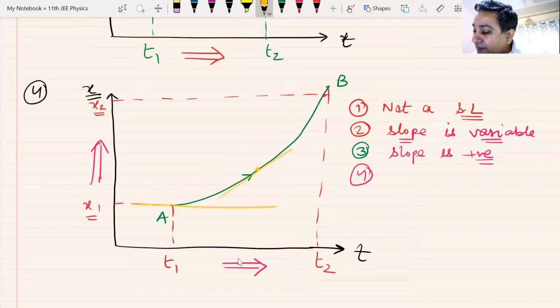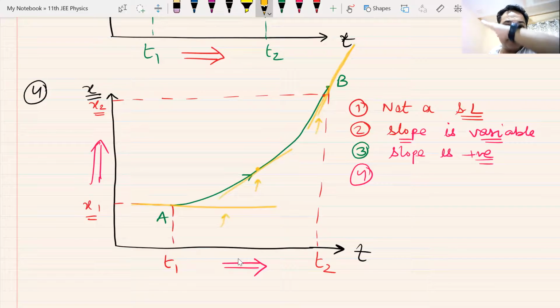If I draw a tangent at point B, it will almost be parallel to the y-axis. So if you look at the tangent, the tilt is increasing. The slope is getting more and more steep. More steep means the slope is increasing. Am I clear? The curve is getting steeper.